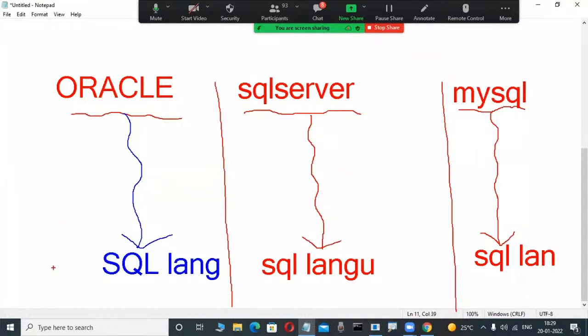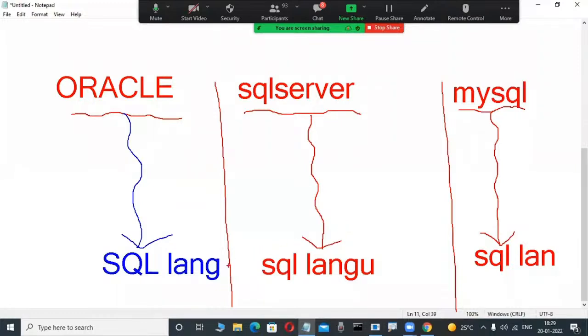These all persons are using what? A SQL language only, but are all these SQL languages the same or different? Only one answer is correct. Easy. Maybe some technical persons in our class can tell. Are these all SQL languages the same or different?